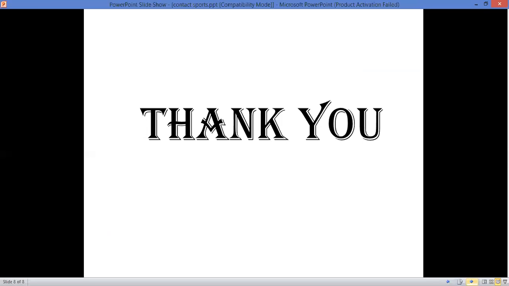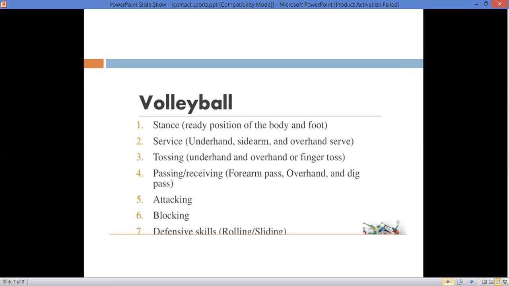And the advantages of contact sports are: it increases interaction between other people, not only in the games but also in normal society. The contact sports improve communication skills. And the contact sports make oneself fit both physically and mentally.